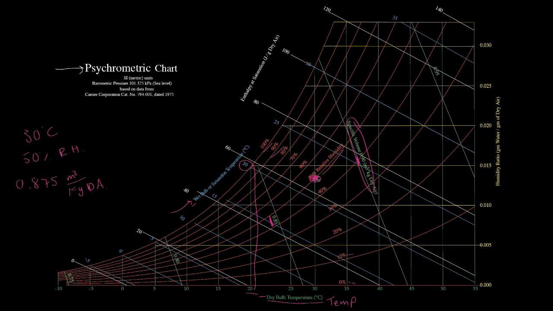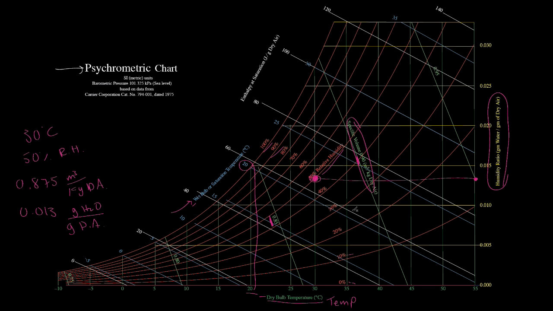Now if we trace this line over to the right, to the yellow axis, this gives us our humidity ratio, which is a way to express the absolute humidity. In this case, our point would be about here, and that puts us at about 0.013. This would be grams of water per gram of dry air, which is a way to express our absolute humidity.